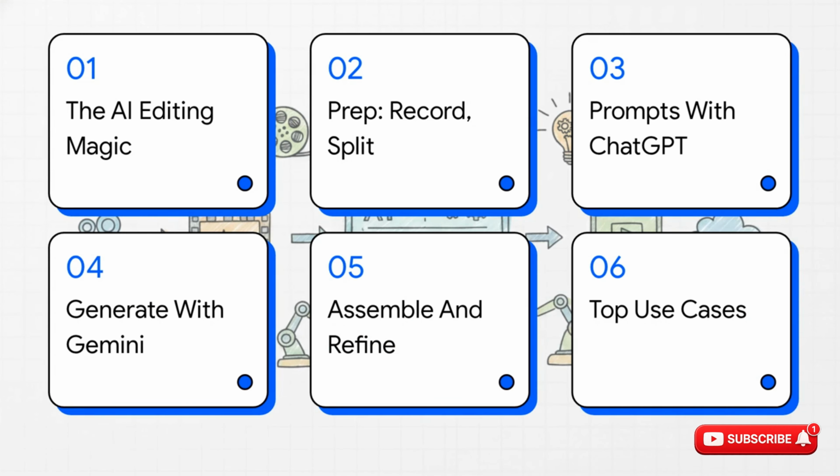Okay, let's just quickly look at our roadmap for today. First, the AI editing magic. Second, prep, record, split, inspire. Third, perfecting prompts with ChatGPT. Fourth, generate with Gemini Omni. Fifth, assemble and refine edits. And finally, top use cases for creators.